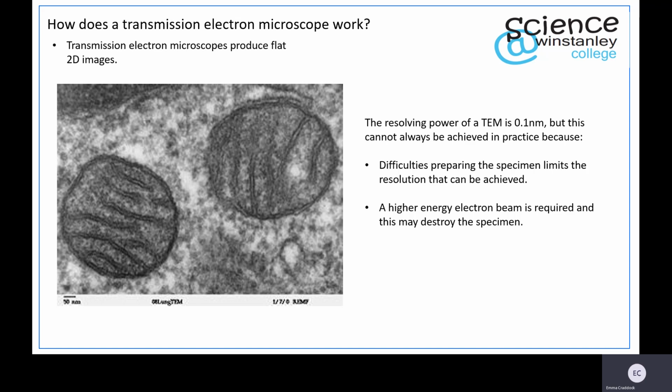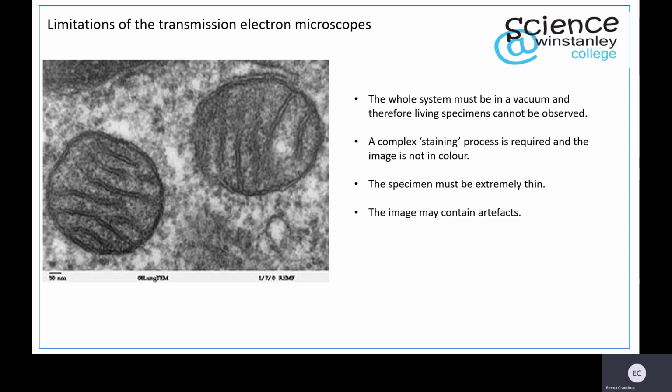So the resolving power of a transmission electron microscope is 0.1 nanometers in theory. However, in practice, this cannot always be achieved. This is because you have difficulties preparing the specimen, and this limits the resolution that can be achieved. Also, to achieve a high resolution, you need a higher energy electron beam, and this may destroy your specimen. So it is a trade-off, and generally, resolving power has to be reduced in order to be able to see your specimen. There are other limitations on transmission electron microscopes as well.